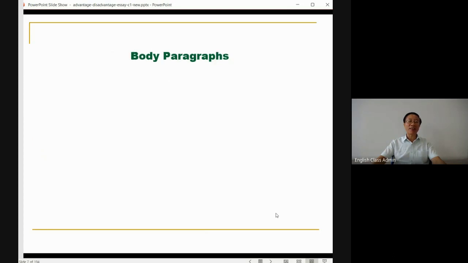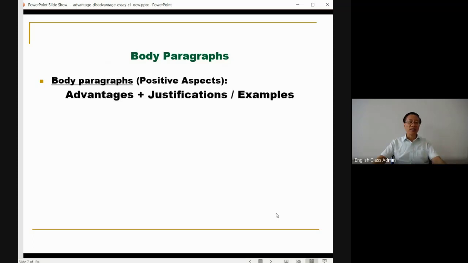Now, I'm going to tell you something about the body paragraphs. When we discuss both advantages and disadvantages, you should spend 1 or 2 paragraphs discussing the advantage. And remember, don't write a list. For example, you should not say advantage 1, blah, blah, blah, advantage 2, blah, blah, blah, advantage 3.